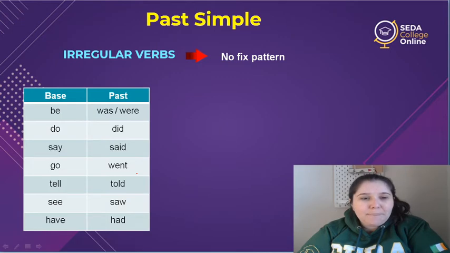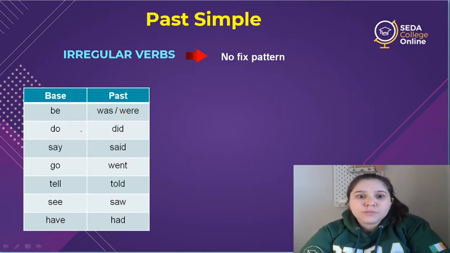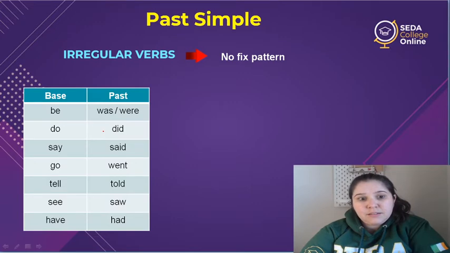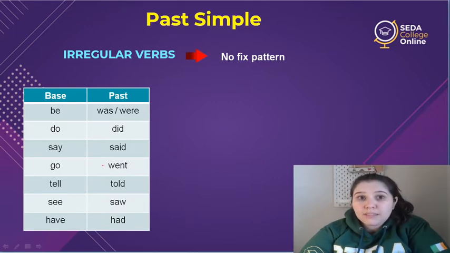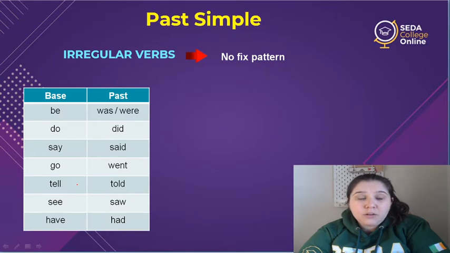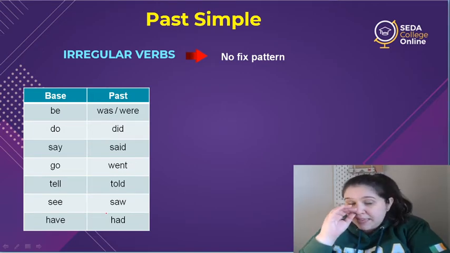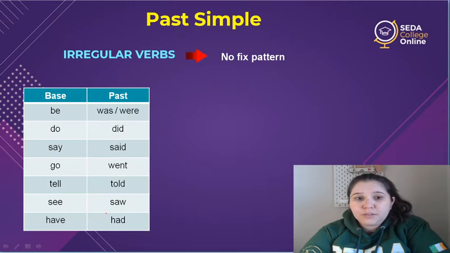So repeat with me. Be, was or were. Do, did. Say, said. Go, went. Tell, told. See, saw. Have, had.